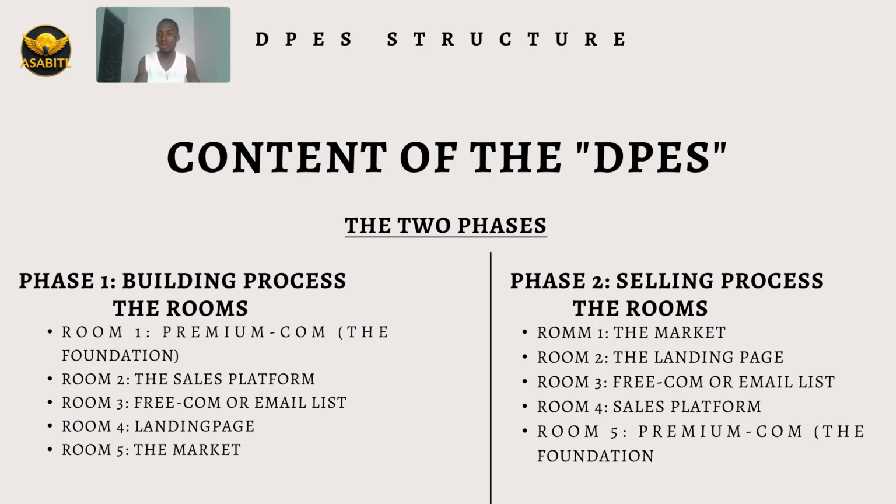So in the building process, now we have 5 rooms there. You can see room 1, the premium community, the foundation. We have room 2, the sell platform. Room 3, the free community or email list. Room 4, the landing page, and room 5, the market.